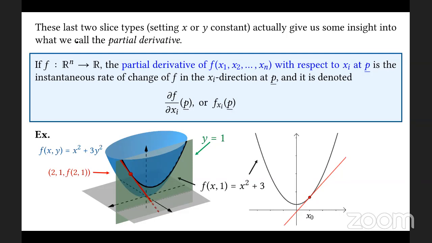And the instantaneous rate of change along that parabola is just the derivative of x squared plus 3 with respect to x.